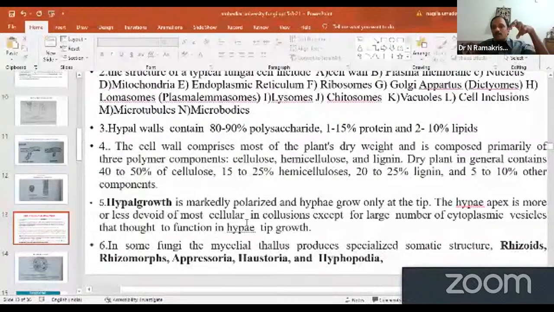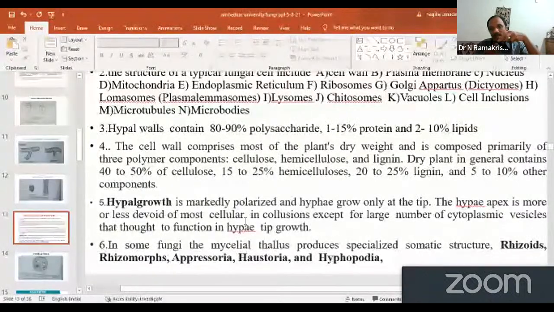For example, rhizoids. Rhizoids means the fungus is producing some hair-like structures, acting as roots. These rhizoids are attached to the host and take food material from the host. Similarly, rhizomorphs, appressoria, and haustoria also act as root-like structures. So this is the cell and cell wall structure of the fungus.